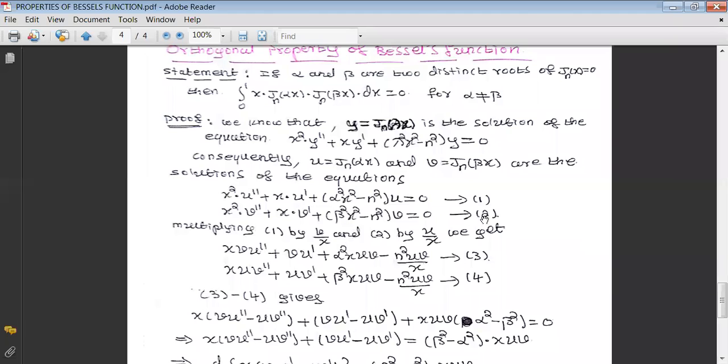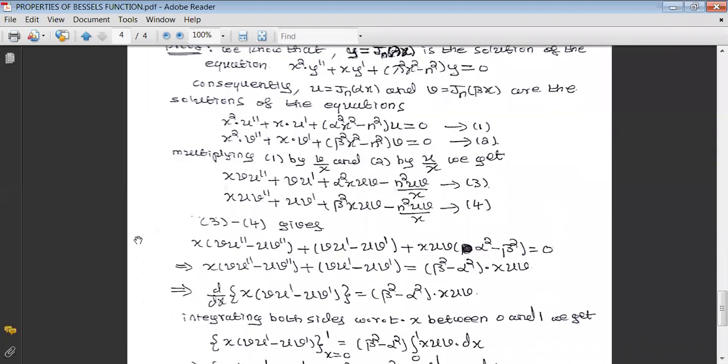Similarly, when we multiply equation 2 by u by x, we get x u v double dash plus u v dash plus beta square x u v minus n square u v by x. Let us take that as equation 4. Now let us take the difference of equation 3 and 4 and write the result.